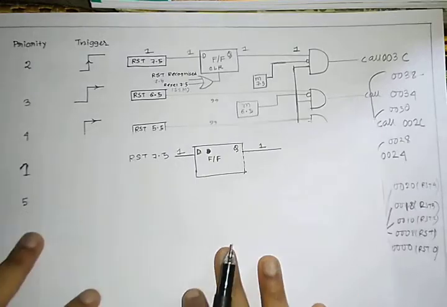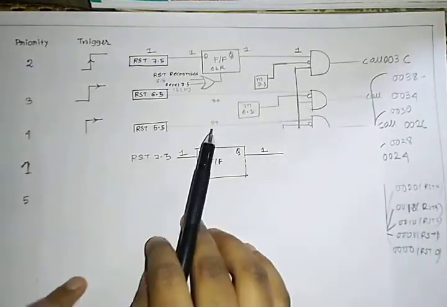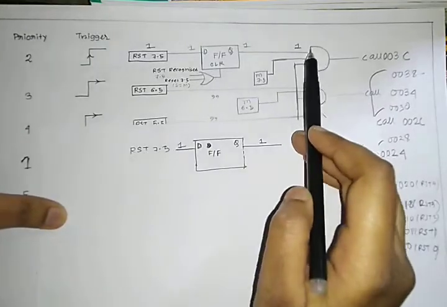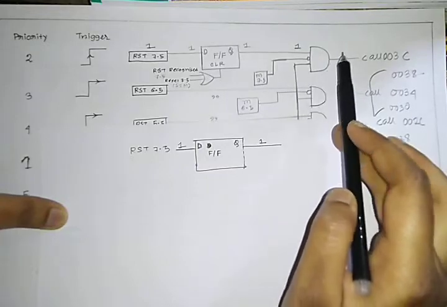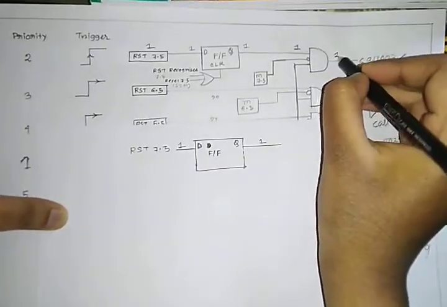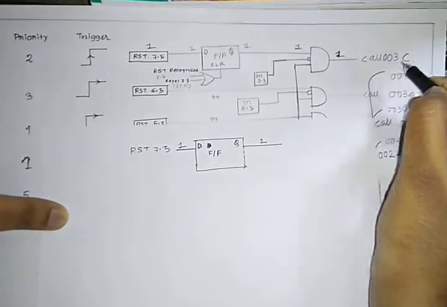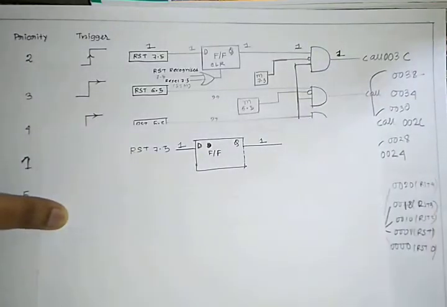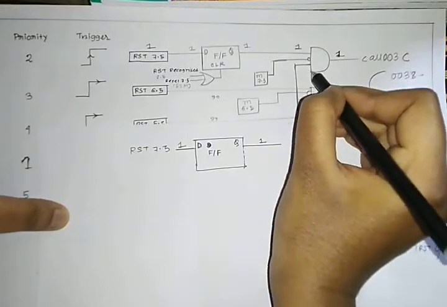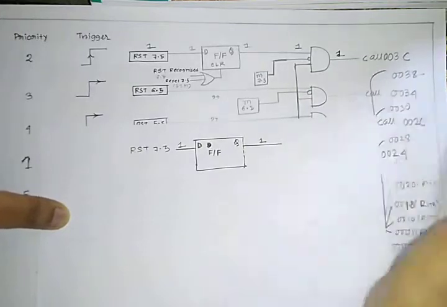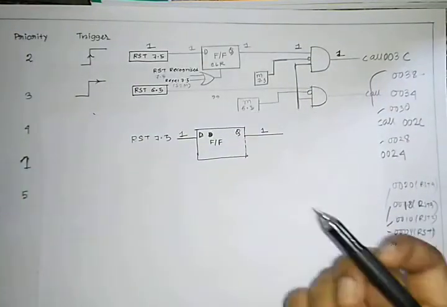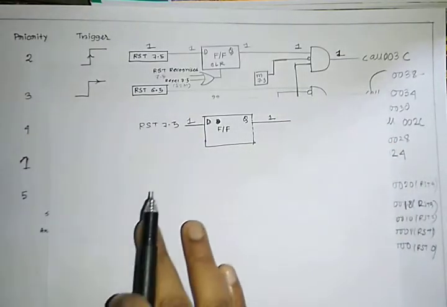Now if you want this interrupt to get executed, first you have to go through this gate. This is an AND gate. If this AND gate also gives you 1, then what will happen? Call 003C. What is 003C? It is the address of the RST 7.5 subroutine. Okay. So this gate has to give you the result 1 to get this address and perform my interrupt. But there are other signals also, as you can see.